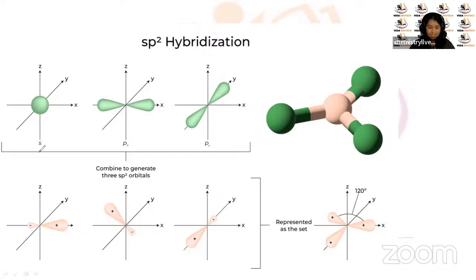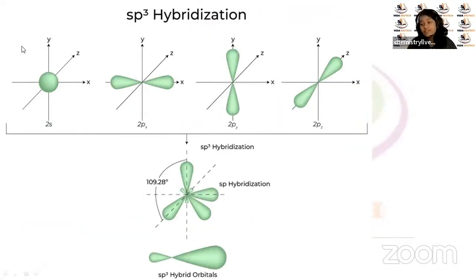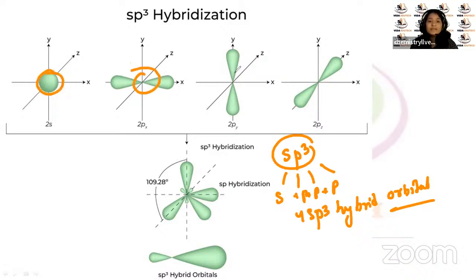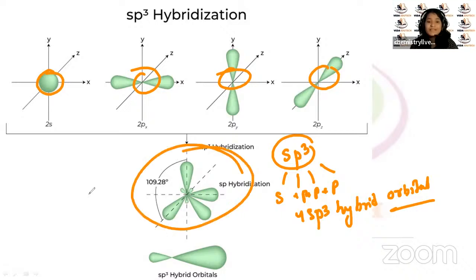Okay, so let us continue further and move ahead. The next type of hybridization that we are going to see, children, is your sp3 hybridization. As you can see, this is 1s and you are having 3p. So you are going to get 4 sp3 hybrid orbitals. This is 1s, this is p, this is p, this is p. You are going to get sp3 hybrid orbitals.